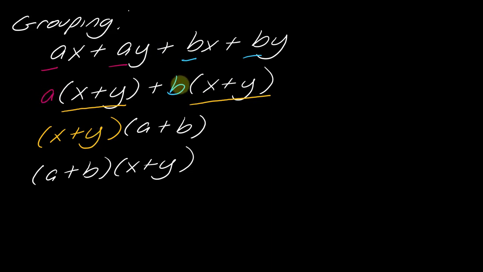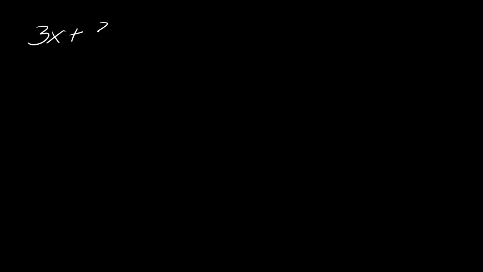So let's take a look at another example. So let's say that I've got 3x plus 3y minus xz minus yz. So this has a very similar flow like the other one that we just looked at. So in the first two terms, they both have a 3 in common, and in the second two terms, they both have a z in common. So it can be either a number or a letter or both that they have in common, so you just want to stay sharp with this.